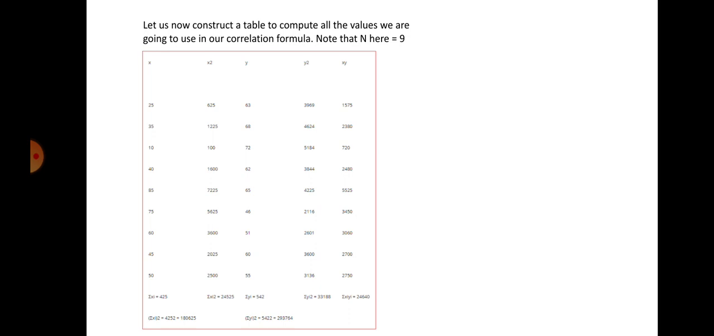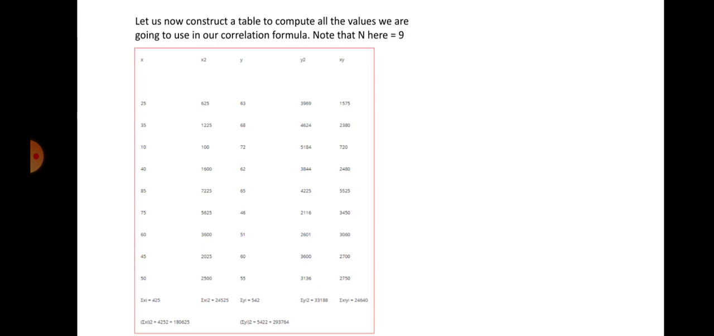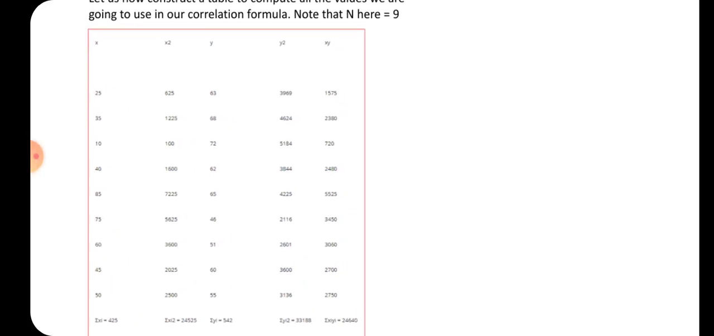How to get xy? 25 into 63, which is 1575. Next 35 into 68, which is 2380. 10 into 72, which is 720. 40 into 62, which is 2480. 85 into 65, which is 5525. 75 into 63. The first column and third column I am multiplying to get xy, and sigma xy is 24,640.